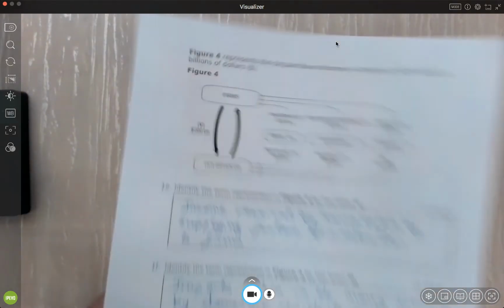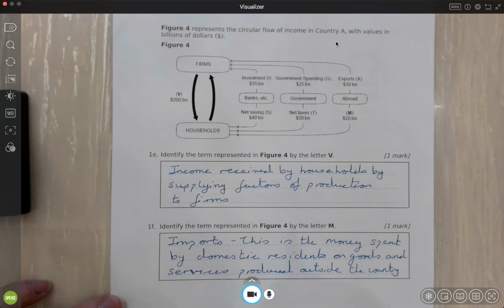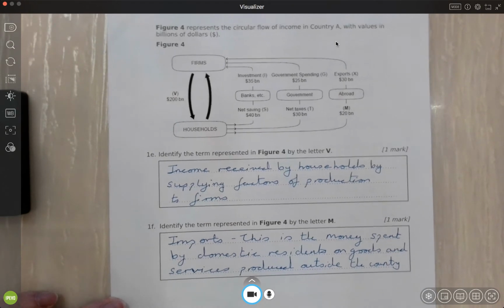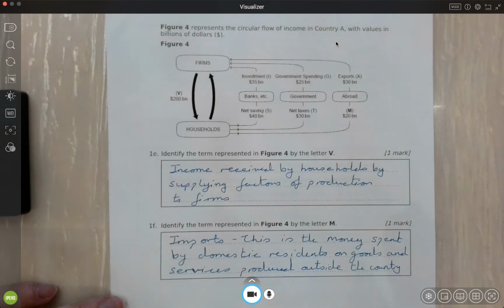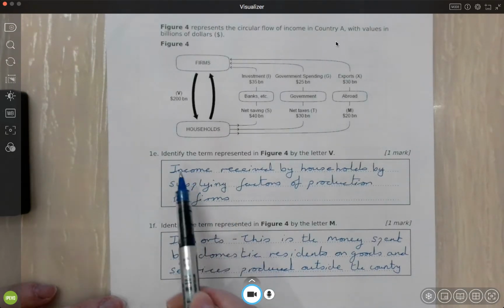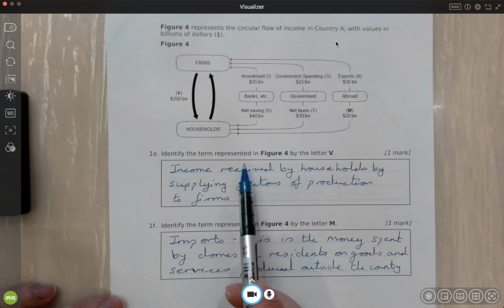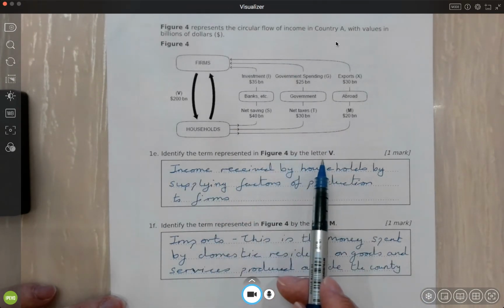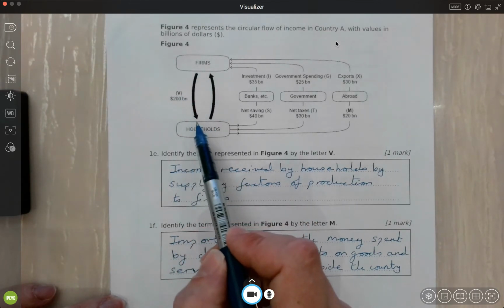As I have said in previous videos, what you're actually getting is a few written questions that you have to know theory for. And it's, I suppose, a good idea, really. So I give extra answers and I will tell you what you need to know. So identify the term. We have a circular flow of income diagram. Identify the term represented in figure 4 by the letter V. Well, we have to find V. And V is this. This is money going from firms to households.